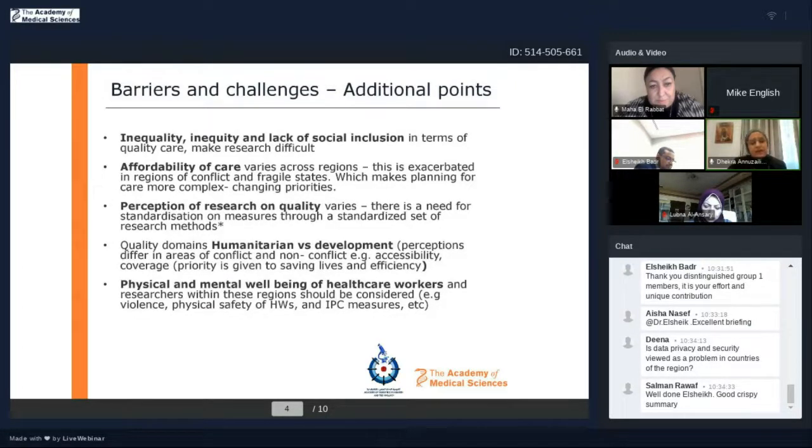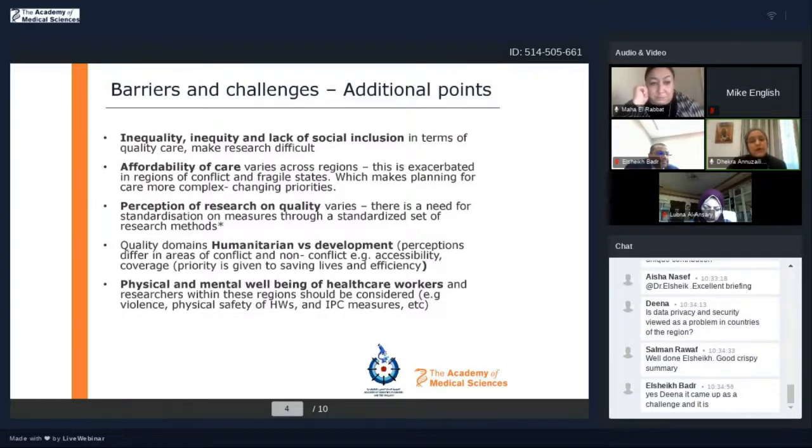The affordability of care also varies across regions, as was mentioned by the previous presenters this morning, which is quite in line with the recommendations of the three groups. This is actually exacerbated in regions of conflict and war-torn countries, and makes planning for care more complex in the long term, and even changes priorities along the way.